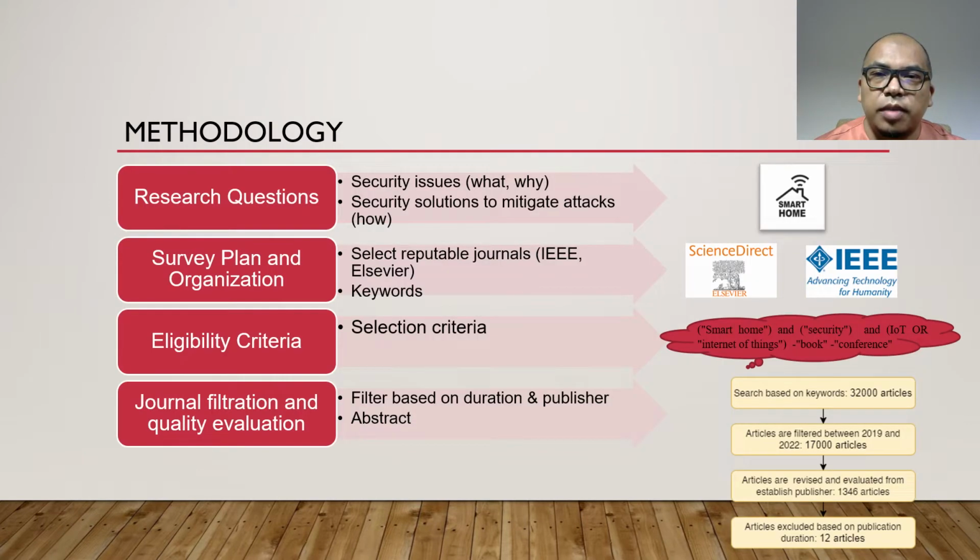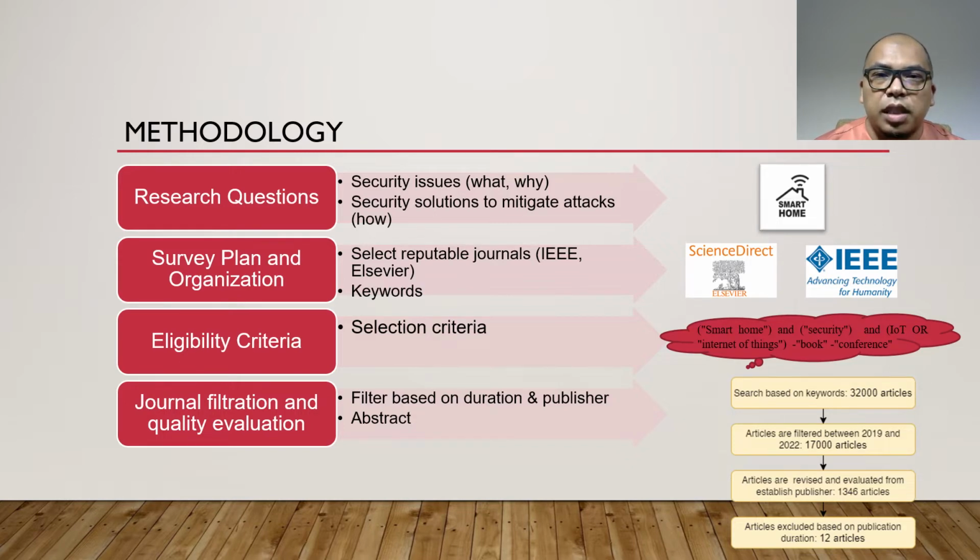Okay, this is the methodology of how we review the literature on the topic. First, we have the research question, where the questions are constructed to find out the what and why and how the security solution is to mitigate the attacks. Second, we have the survey plan and the organization, where we select established publisher journals, for example, IEEE and Elsevier. Then we construct the keywords in order to search the articles from these two journals.